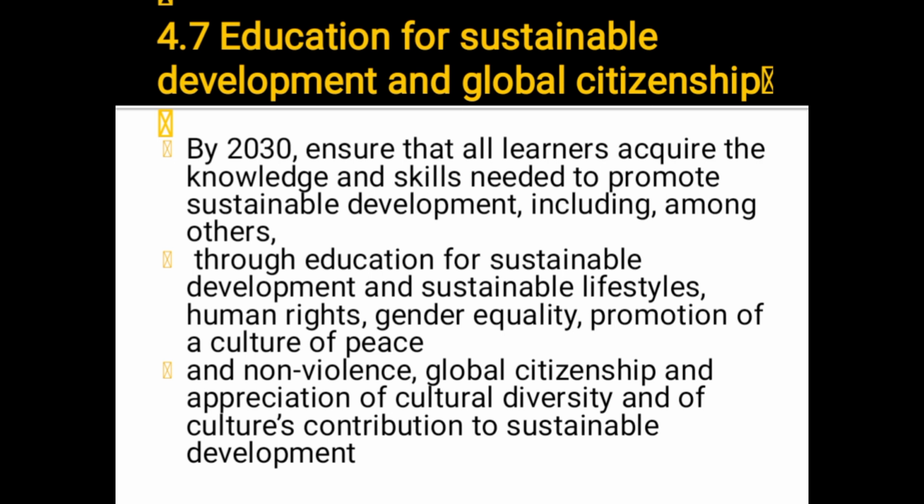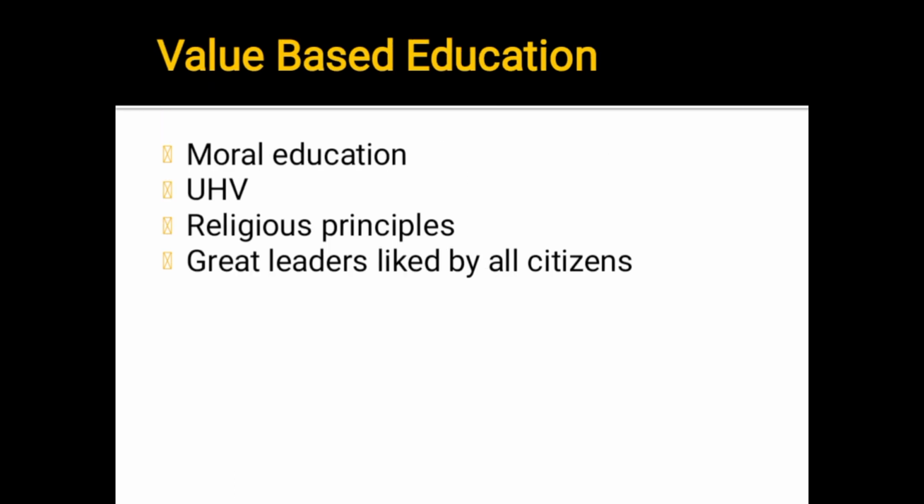Now Target 4.7, quality education emphasizes education for sustainable development and global citizenship. This is very important. At the university level, a student should be trained so that they are able to compete with students of other universities from different countries. In that way, we can increase global citizens. Value based education should also be highlighted. That is, moral education, universal human values, religious principles from all religions, and biographies of great leaders should also be included in the curriculum of higher education.